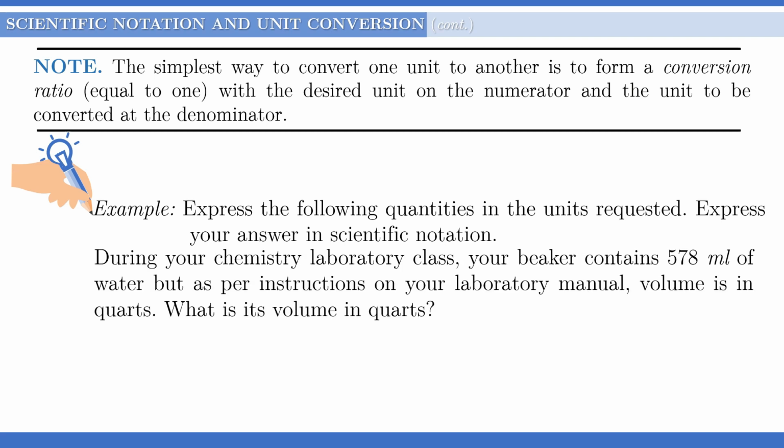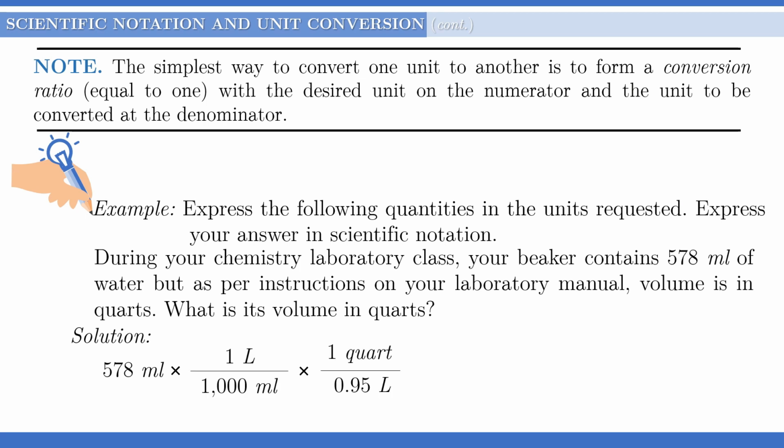During your chemistry laboratory class, your beaker contains 578 milliliters of water, but as per instructions in your laboratory manual, volume should be in quarts. What is its volume in quarts? Note that we are converting a metric unit of volume into an English unit of volume. Kindly refer to the table of conversion that is uploaded in your Google Classroom. And to solve this problem using conversion ratio, we have 578 milliliters times 1 liter is to 1000 milliliters times 1 quart is to 0.9500 of a liter.